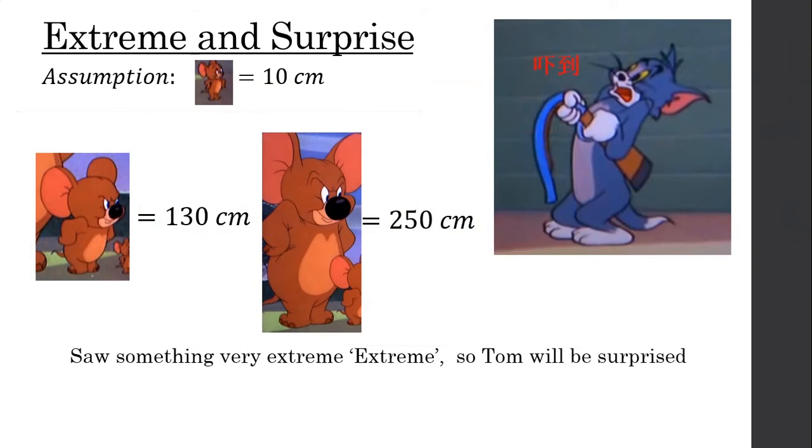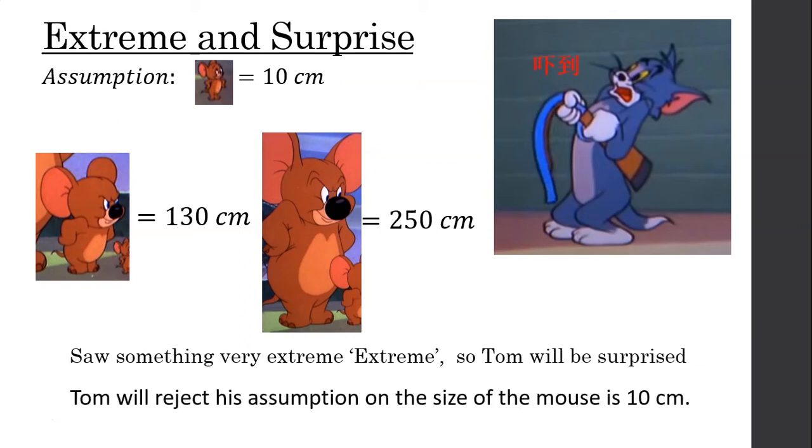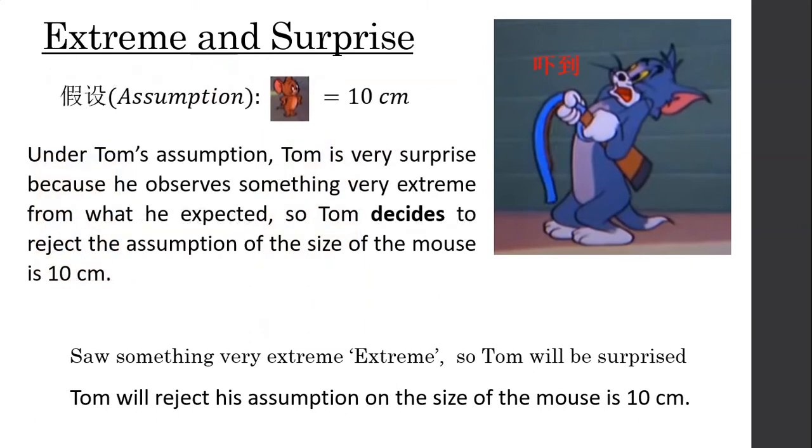Why surprised? Because relative to our assumption, this situation is very unlikely to occur. It has a very low probability. So, at that time, Tom decides to reject his assumption that the size of the mouse is 10 cm. We can say, under Tom's assumption, Tom is very surprised because he observed something very extreme from what he expected. So Tom decides to reject his assumption that the size of the mouse is 10 cm.